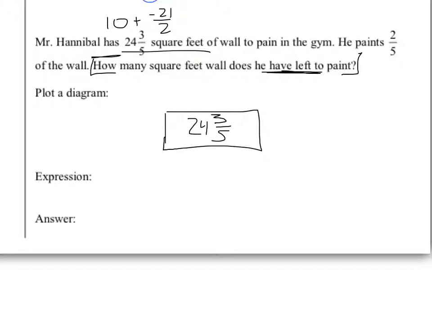We're told that he has painted 2/5 of the wall. It doesn't say he painted 2/5 of a square foot. It says he painted 2/5 of it. So we want to take this 24 3/5 and we want to break it up into 5 equal parts, and we're saying he has painted 2/5.